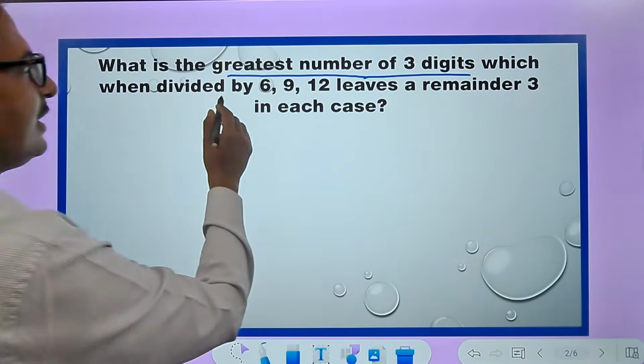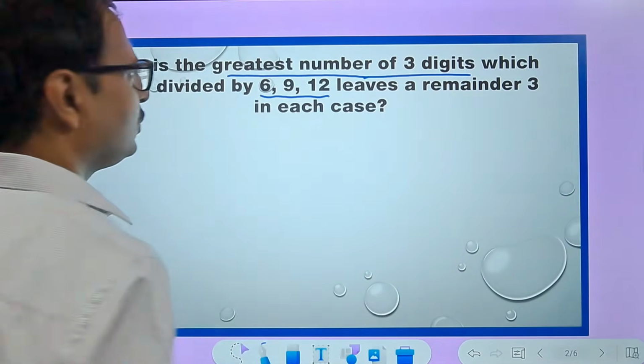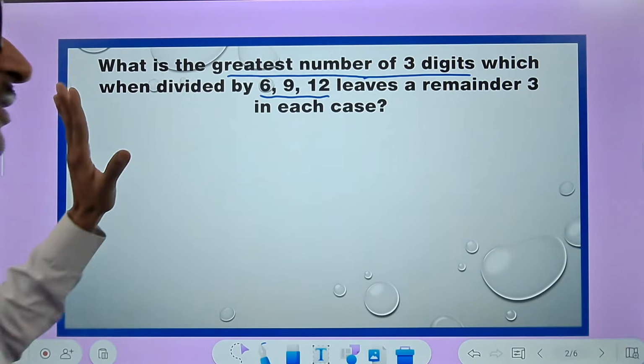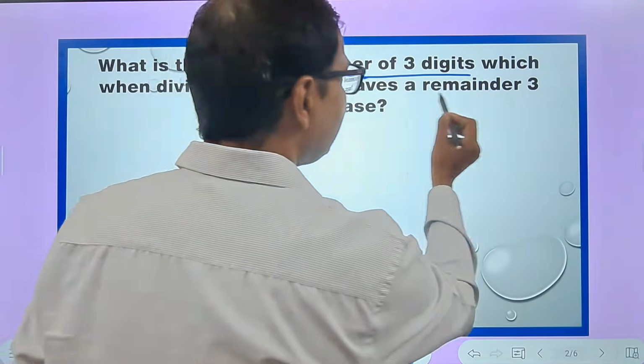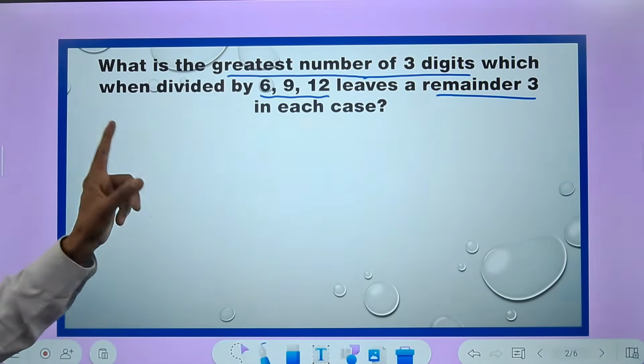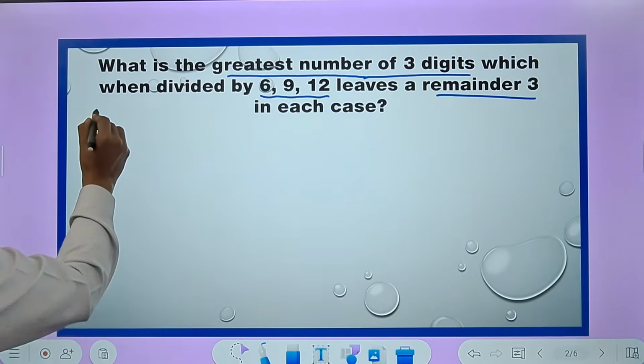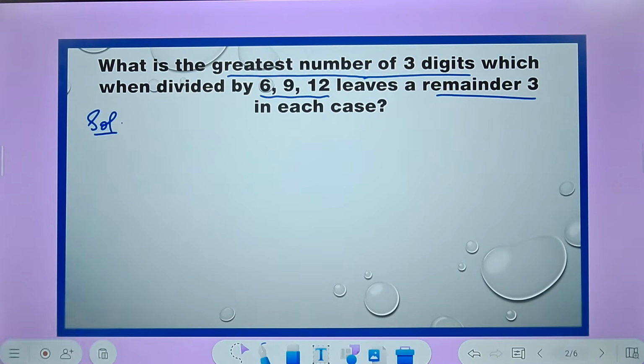Which when divided by, so these are the divisors, you are dividing that number by 6, 9 or 12, and when you do so, it leaves a remainder 3 in each case. So whenever such questions come, in the solution, what you have to do as the first step is to find the LCM of the divisors.